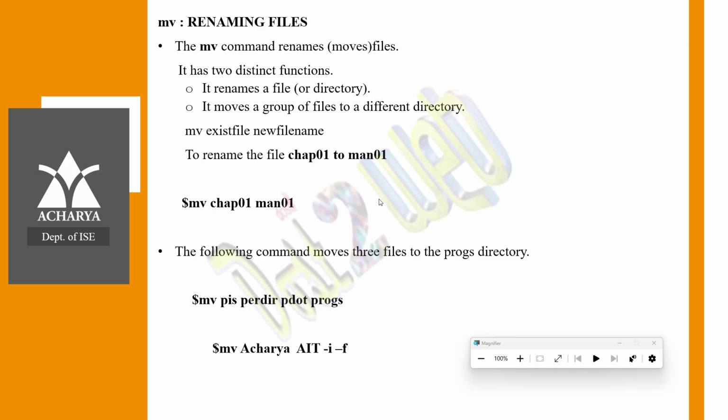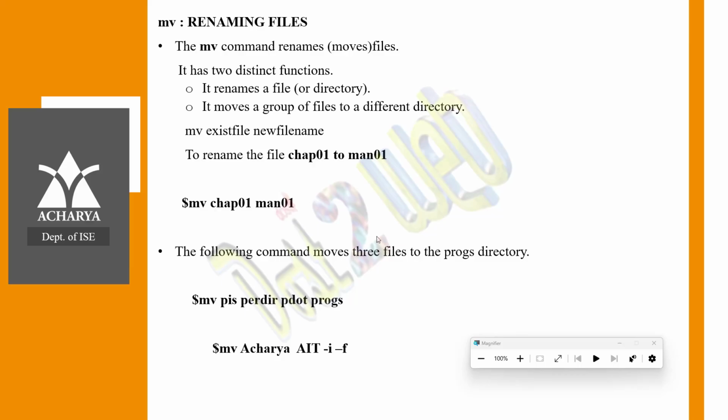So what is the syntax? Syntax is MV space your existing file or directory space new file or directory, then it will be changed easily, right? And if you want to move 3 different directories into one, then you can write MV, the 3 different directories, then programs. So these 3 directories will be moved to this directory. It's like cut and paste.